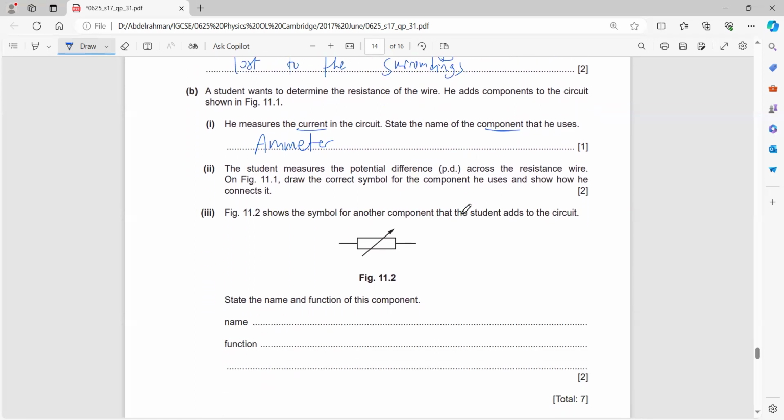State the name and the function of this component. Do you remember the name and the function of this component? Any ideas? Okay. This is the variable resistor. What does a variable resistor do? Yes, it controls the current. Controls the current. Okay?